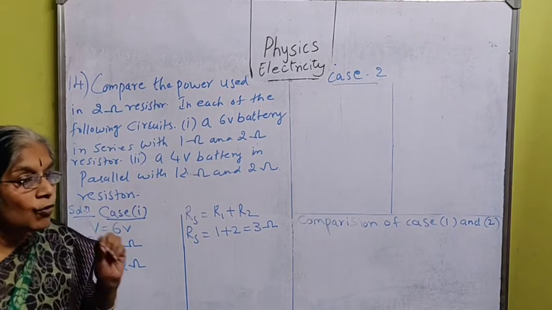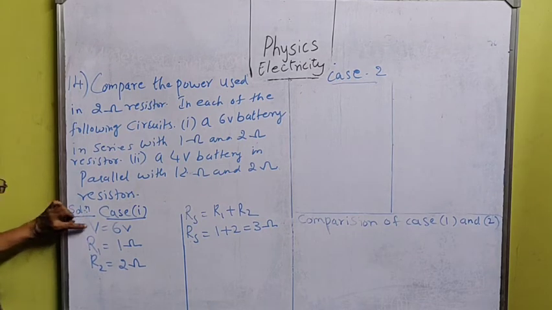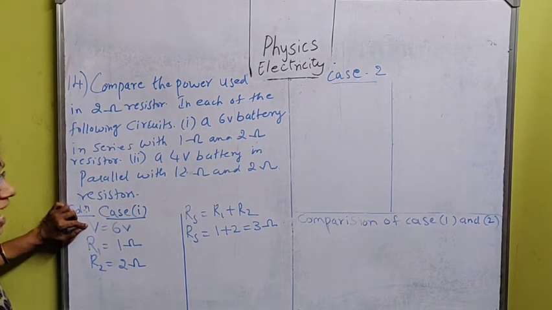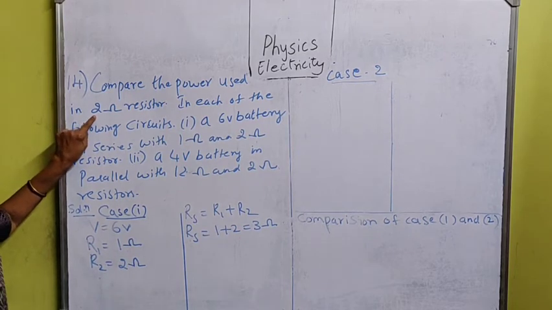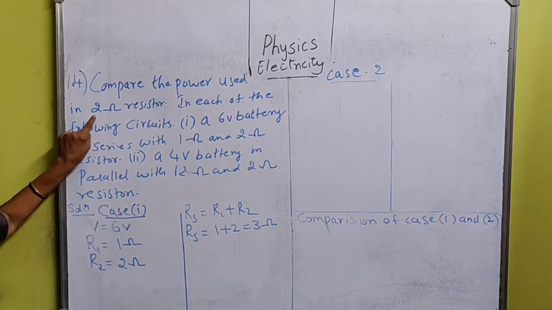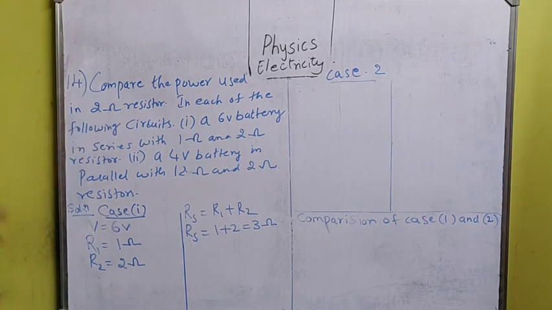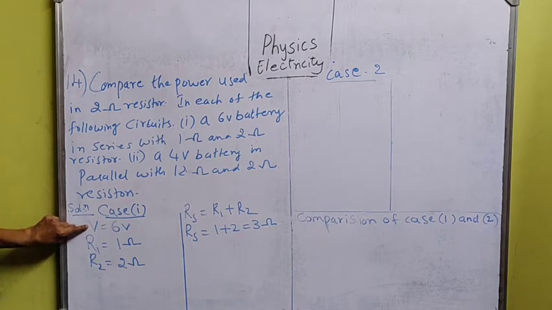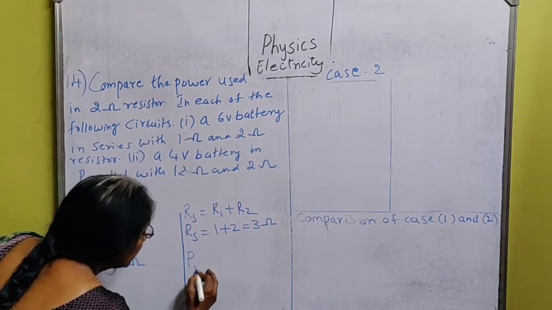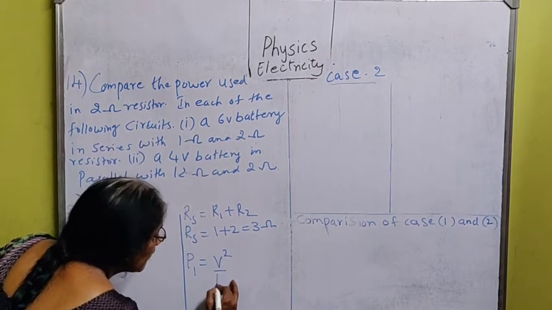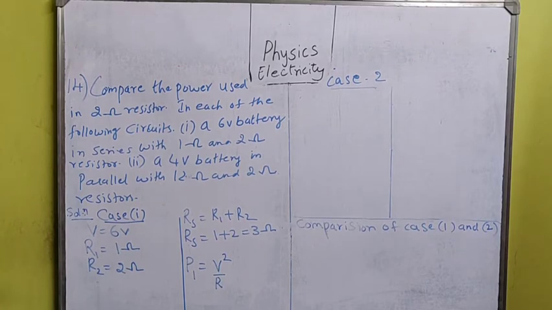Now we have to find out the power. Power is given with the potential difference and the resistance. In which resistor has he told to find out the power? In the 2 ohm resistor we have to find out the power. So here R will be 2 ohm. And what will be the V? V will be 6 volt. So what do we take here? P1 is equal to V square by R. This is the formula.